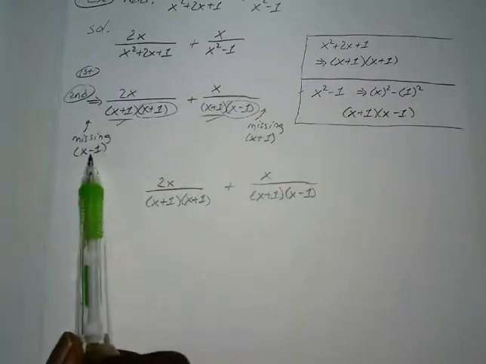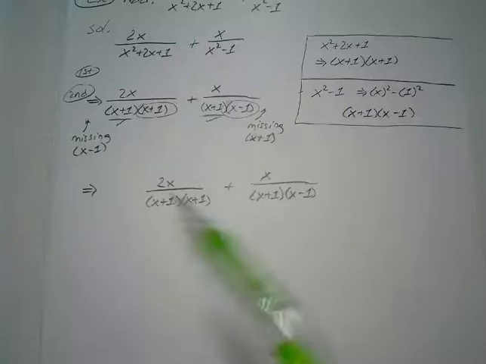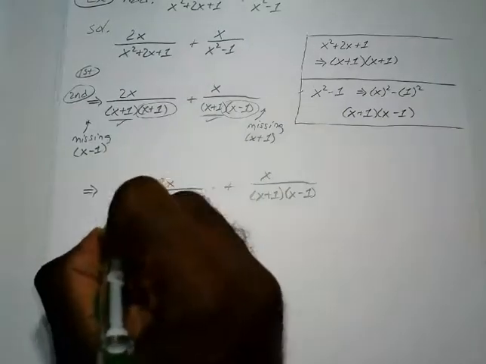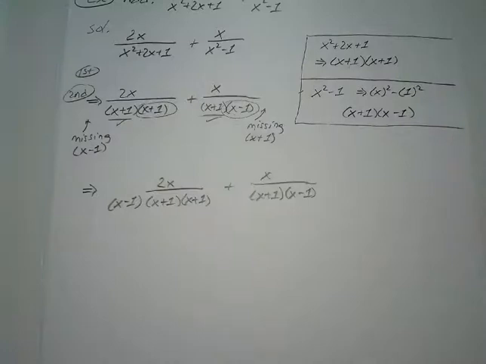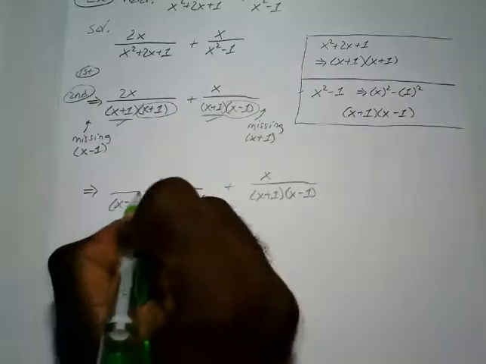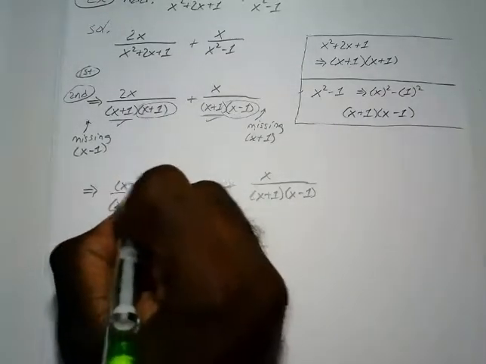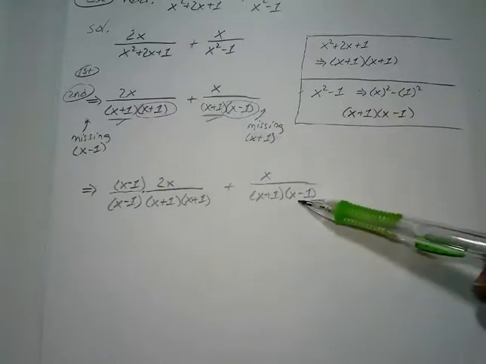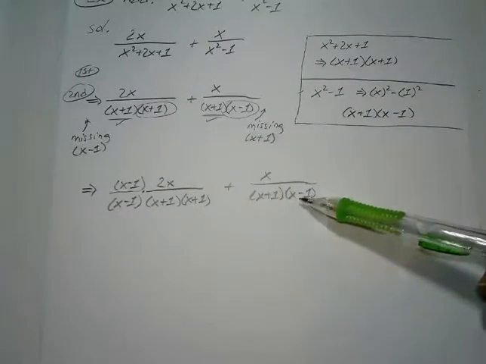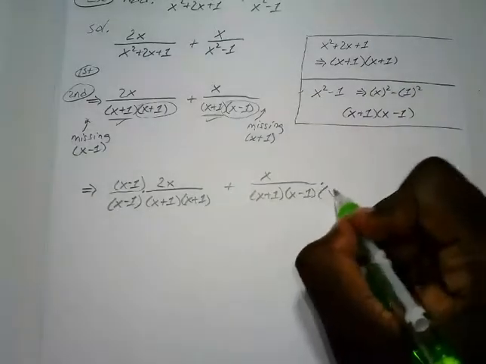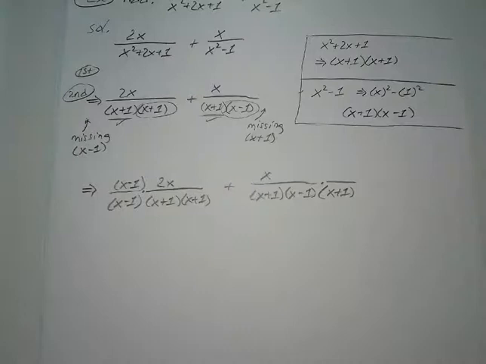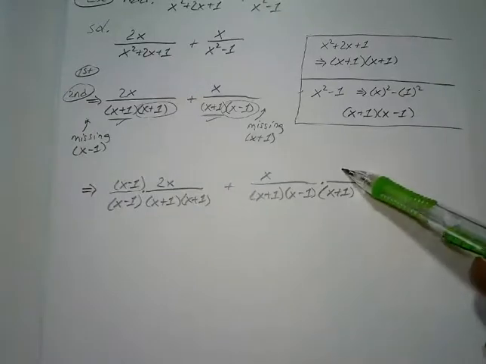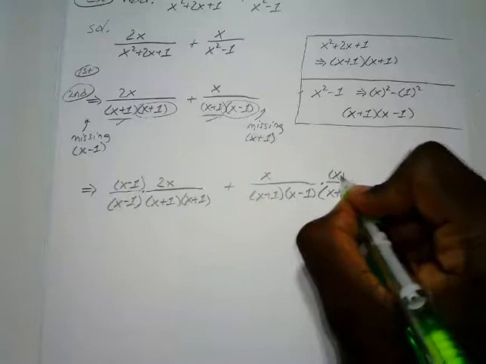Since we know this term is missing an x minus 1 in the denominator, we just multiply this by x minus 1. But we already know anything you multiply to the denominator, you have to do the same to the numerator. So we multiply our numerator times x minus 1 also. Now we go to this term, we see here that this term is missing an x plus 1 in the denominator. So we can go ahead and multiply that by x plus 1. But once again, anything you do to the denominator, you have to do it to the numerator. So we multiply that by x plus 1.